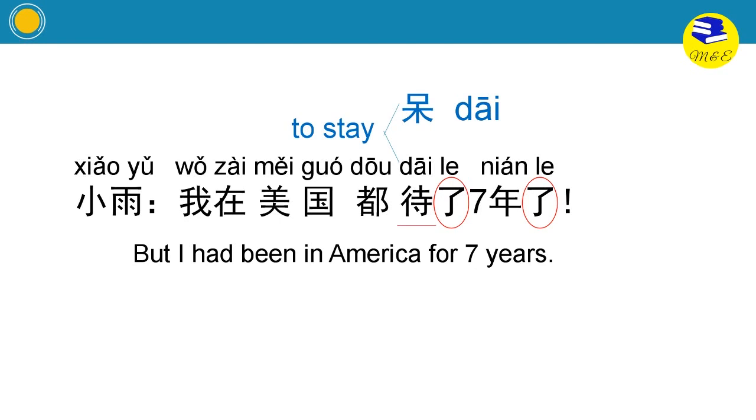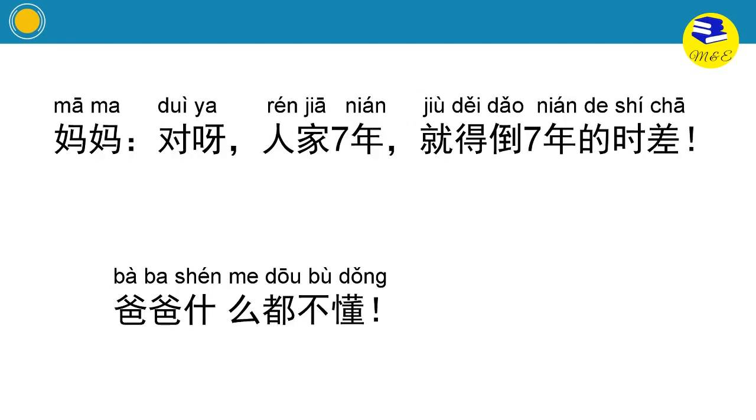What do we have next? Next, Mom said, 对呀，人家7年就得倒7年的时差. Okay, so Mom is kidding here. She said, oh yeah, 人家 here doesn't mean the whole world or people from all over the world, here it means her son. It's a vague way to mention these things. So she says her son has been in the United States of America for 7 years.